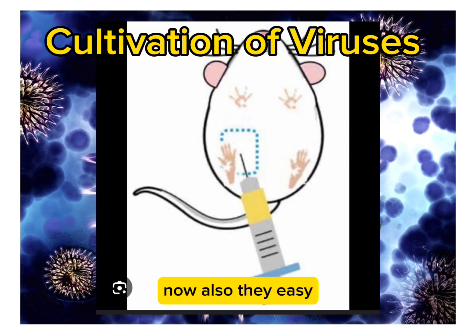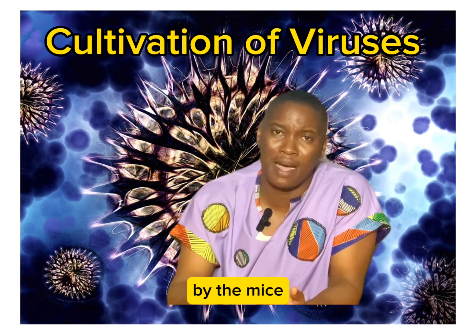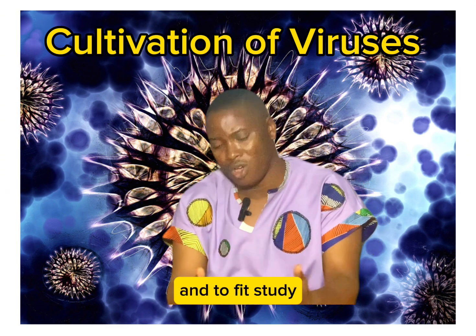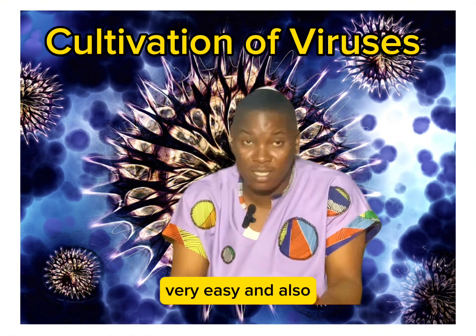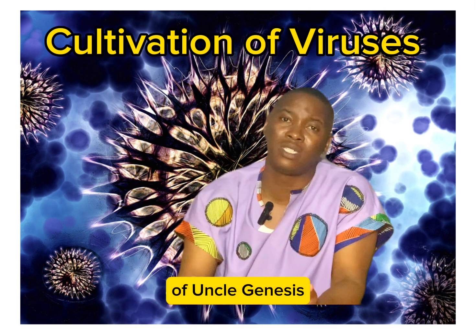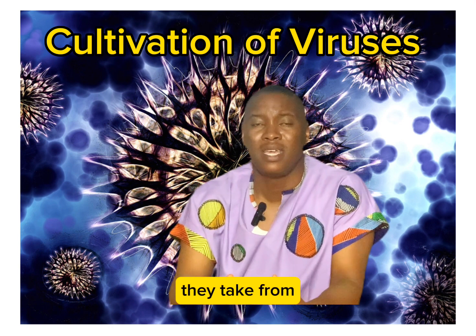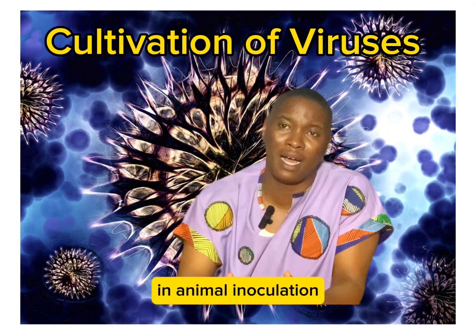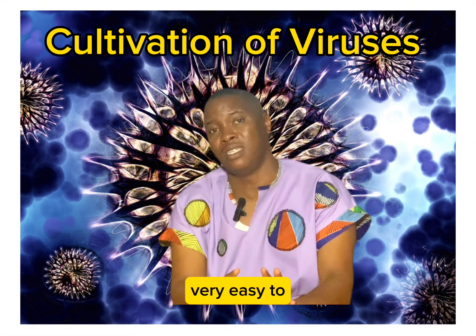Now, e also dey easy because a lot of antibodies dey produced very quickly by the mice. So e dey easy to harvest these antibodies and to fit study all the structures and functions of the viruses very easily. And also, these viruses dey help in the study of oncogenesis. Oncogenesis na the study of cancer, the way wey cancer dey take form. E dey easy to study cancer and information in animal inoculation when you inoculate animal with virus. This one dey very easy to understand.